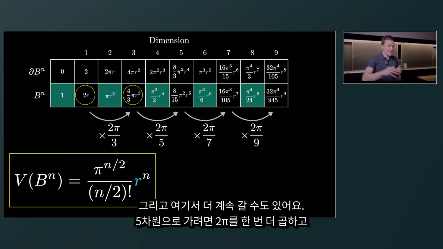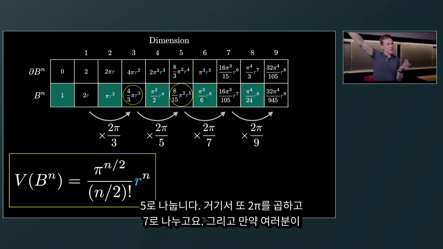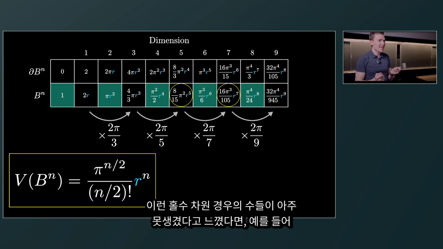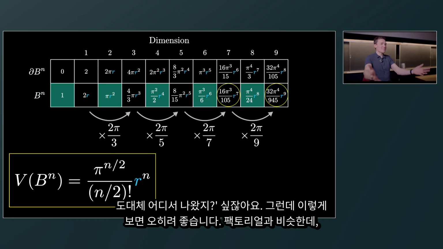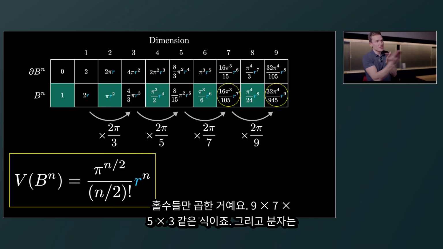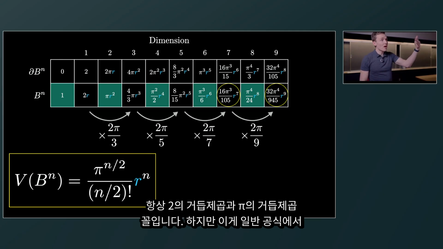But you could keep going from there. To get up to 5, you multiply by another 2 pi and divide by 5. Multiply by another 2 pi from there, divide by 7. And if you had been looking at those odd-numbered cases and thinking that the numbers were very ugly, like for example, we have this 945 in one of the denominators, and initially you see that, you're like, where did that number come from? Here, it's actually nice to think about. It's like a factorial, but just where you do all the odd numbers. That's 9 times 7 times 5 times 3. And then the numerator always looks like a power of 2 times the power of pi.